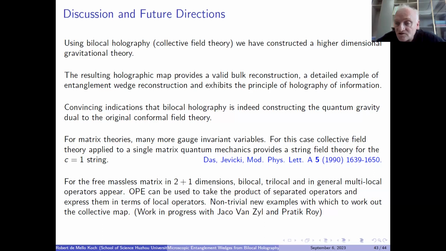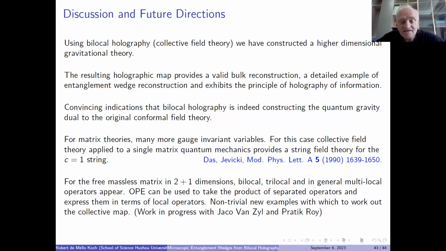Now, of course, the natural question is to ask if this can be extended to matrix theories. If you could do something like N=4 or other matrix theories, that would be fascinating. For matrix theories, much less is known, but in the case of a single matrix, the collective field theory can be worked out in complete detail. This has been done by Das and Jevicki. What you derive from the matrix quantum mechanics is a string field theory that describes the c=1 string. So in this case, the collective field theory again gives you a construction of the dual gravitational theory.